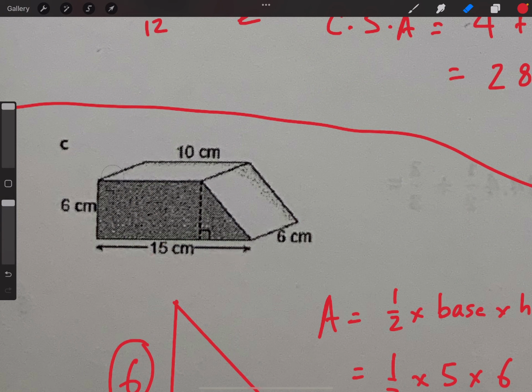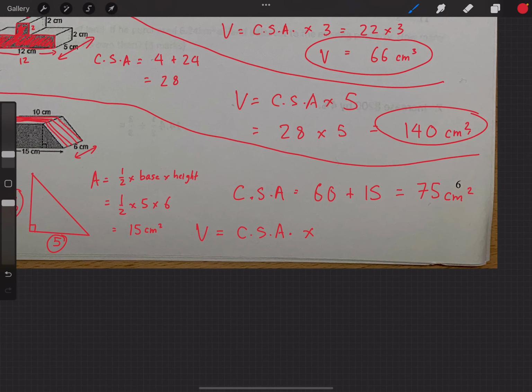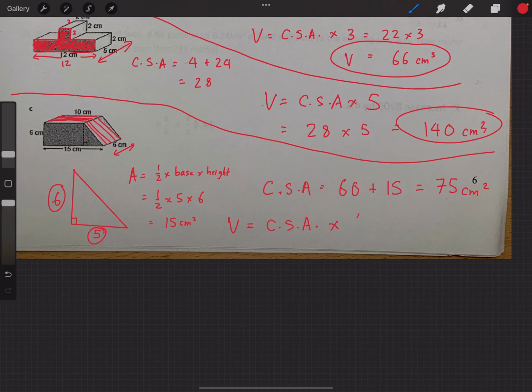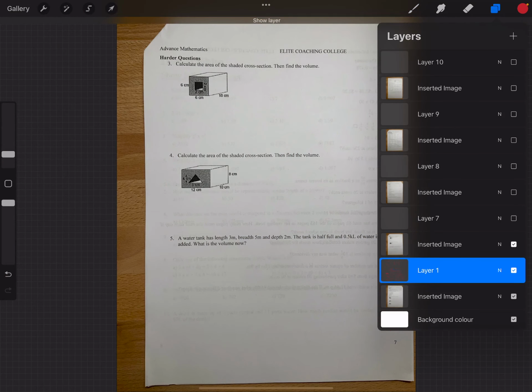So you got cross section area, and we're just going to stack it. Okay, we're going to stack that area 6 centimeters this way. 6 centimeters, right? We're going to stack that area that way, and we'll get the volume. So we get the cross section area, which is 75, and we multiply it by 6. So that's equal to 75 times 6. Work out the volume in centimeters cubed by yourself. You can do that. Okay, let's go to the next page.